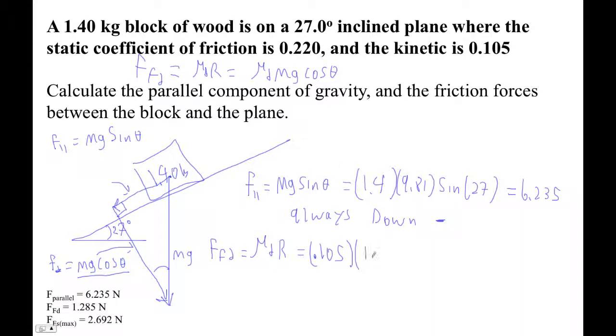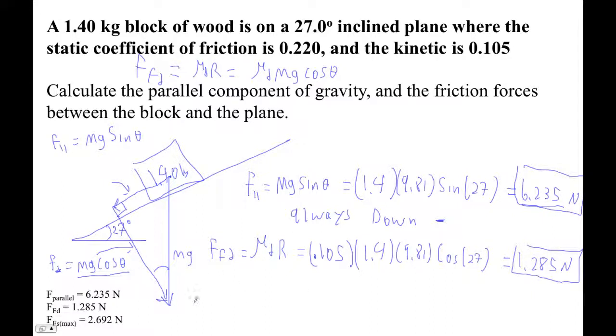So let's just plug these numbers in. 1.4 times 9.81, and this is cos of 27. So 0.105 times 1.4 times 9.81 times cos of 27 is, I'll say, 1.285. Now, 4 digits is not actually enough to be totally on. We'll only be off by maybe a decimal point if we use these, but that'll be close enough.